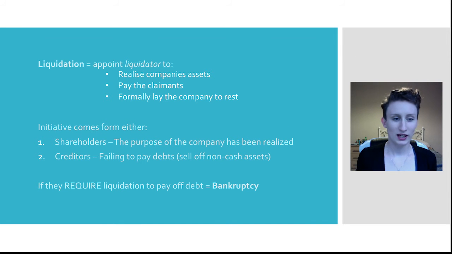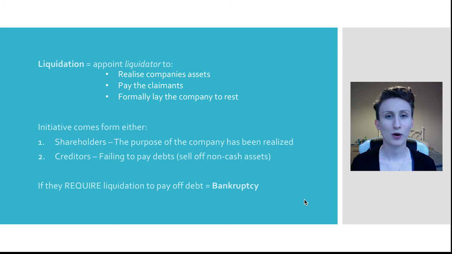Liquidation. So if it gets to the point where they're unable to pay off their debt, their creditors may call for liquidation. That means that they're asking them to pay off their debts using non-cash assets. If they go into liquidation, it means that they have become bankrupt. They're required to give up the company and sell off all the assets that it has that aren't monetary, to make up for the assets that it's lacking in terms of finance.